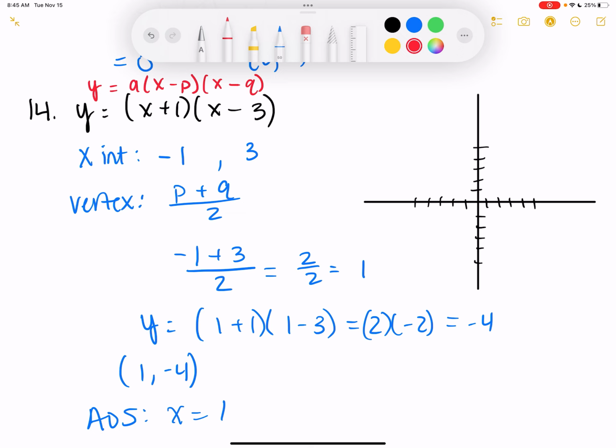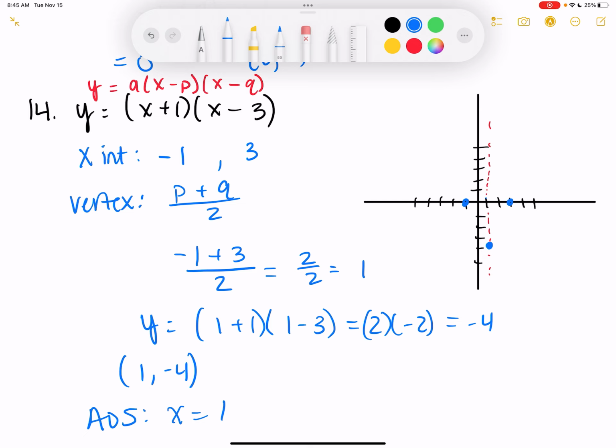So the axis of symmetry is the dotted line at x equals 1. I've got a vertex at (1, -4). Then I have x-intercepts, the points on the x-axis at -1 and 3. Notice that both of those are 2 away from my axis of symmetry, so that's another way to check and make sure you had it right. If they're not 2 away, something's wrong.